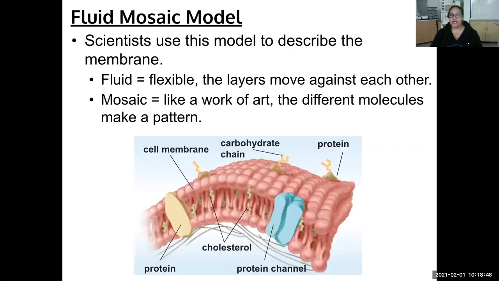The fluid mosaic model. Scientists use this model to describe the membrane. Fluid means it's flexible. The two layers kind of move against each other. And then mosaic, somebody looked at it and thought it looked like a work of art with all the different molecules making a pattern in it. So they named it the fluid mosaic model.